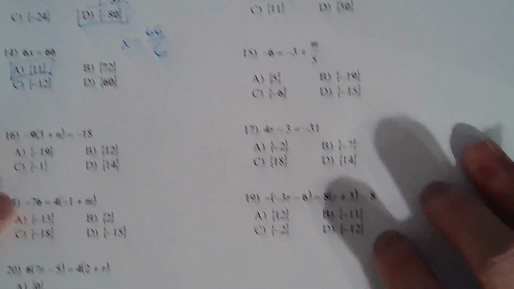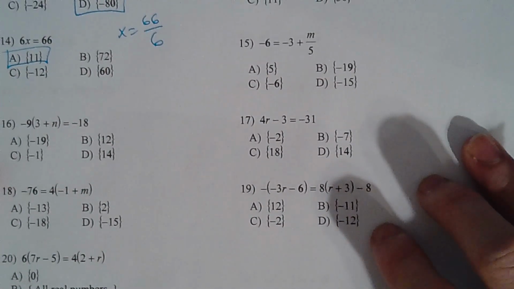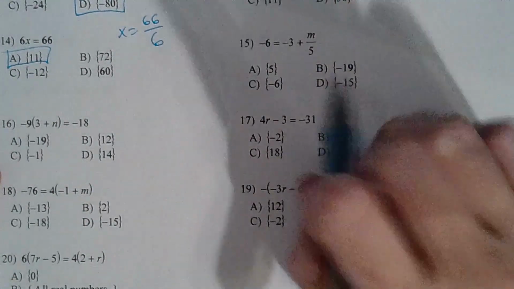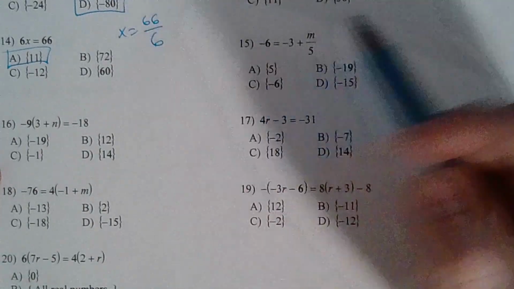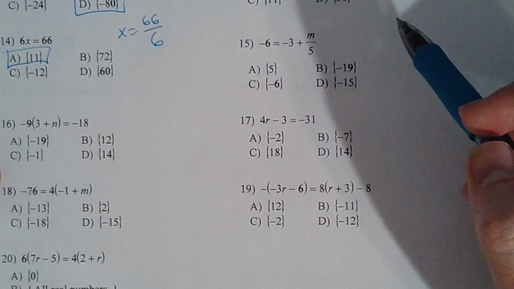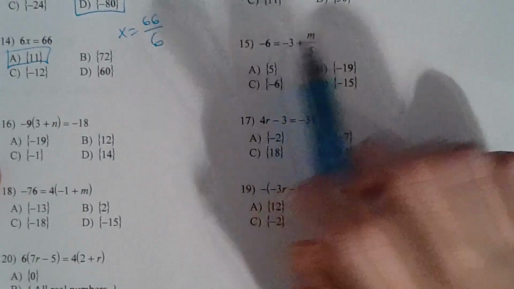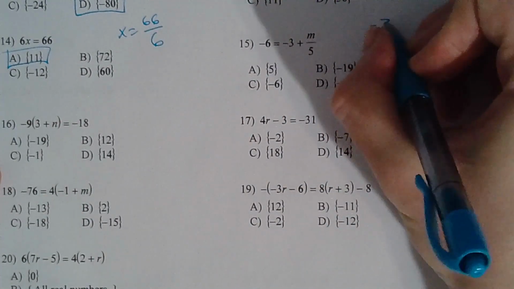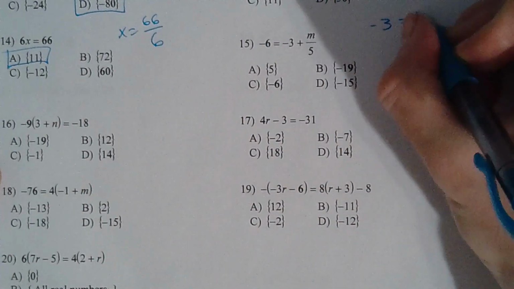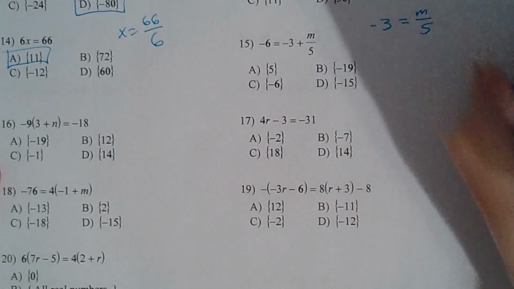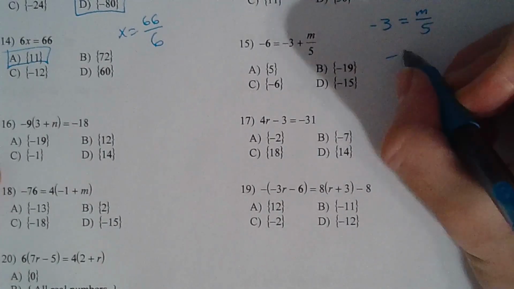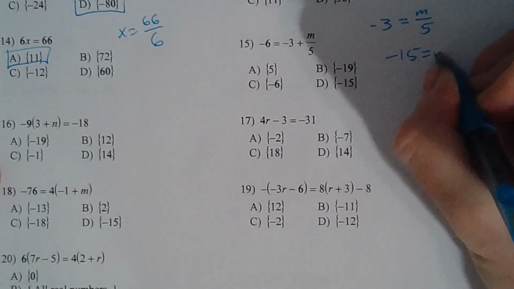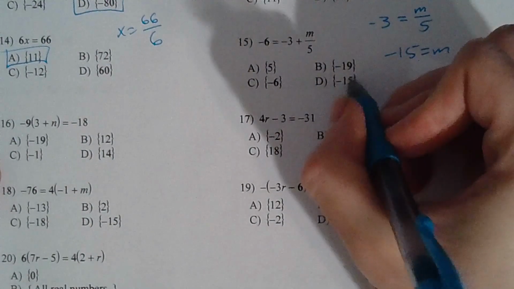Number 15. So in number 15, you need to get m by itself, so it takes 2 steps. Step 1 is to add 3 to both sides. Now I could put the plus 3 on both sides here, but your life is easier if you just practice not writing it. You'll have less effort to do over the next couple of years. Negative 6 plus 3, that's negative 3. And then dividing by 5 to undo division by 5, we multiply both sides by 5. And that's going to be negative 15.